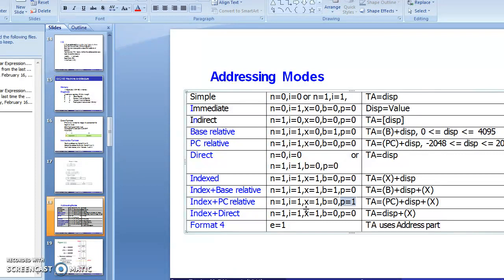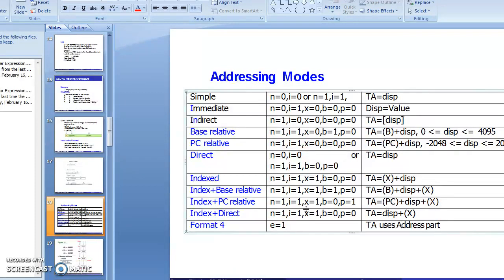The last one is format 4. In format 4, the extended part consists of e equal to 1, and the target address uses the address part. This is all about the addressing modes we are going to utilize. In SIC, we have only 2 addressing modes: number 1, direct, and number 2, indexed. According to that, we add additional features. That's why this is SIC/XE. All the remaining ones are additional features.